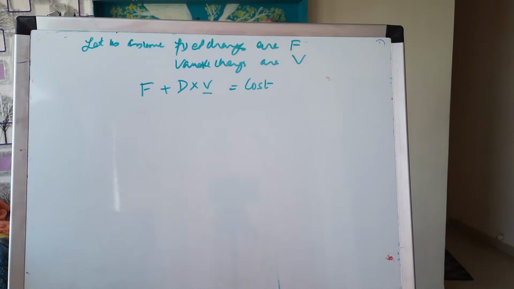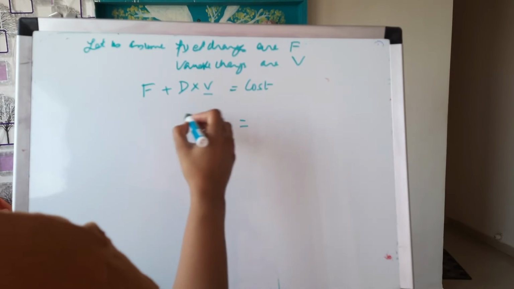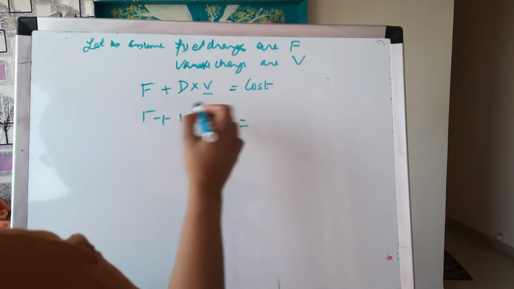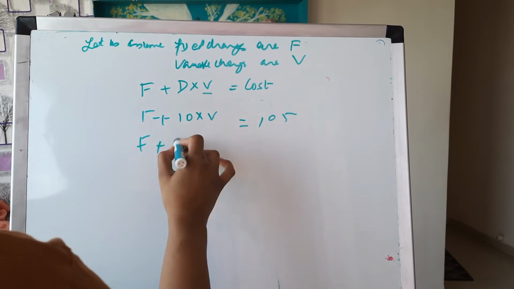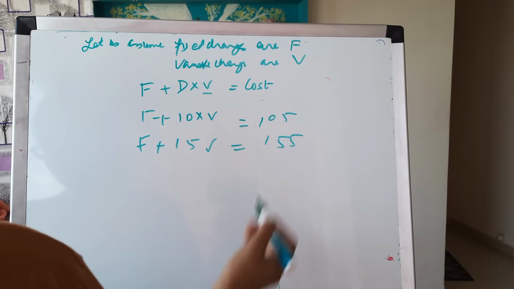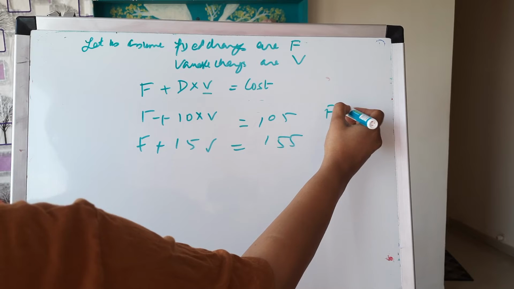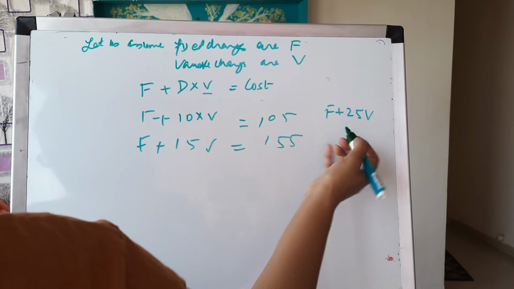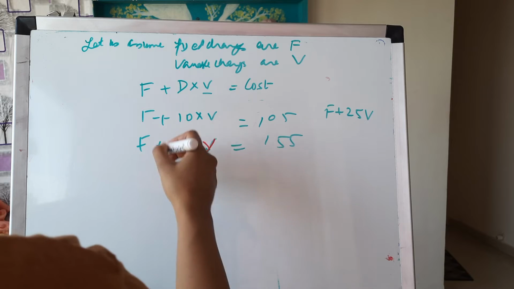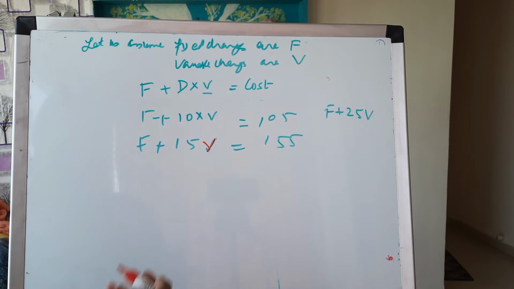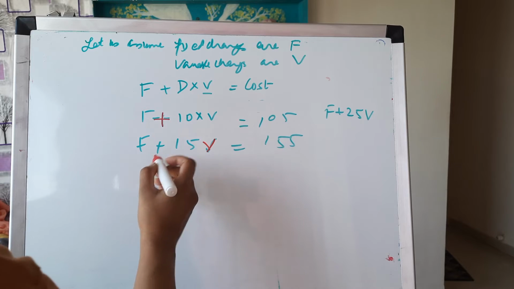So in the question, what is given is, for a distance of 10 kilometers, this is 105, and for a distance of 15, it is 155. We need to find out for a distance of 25 kilometers. First we need to find out what are the fixed charges and what are the variable charges, and then find out what is the charge for F plus 25V. Basically, what is the charge for 25 kilometers, okay? So it's very simple, you can just subtract also. But let's do the substitution method first.